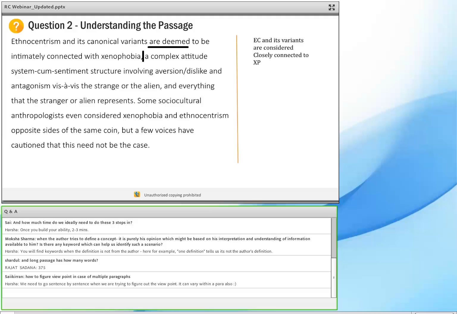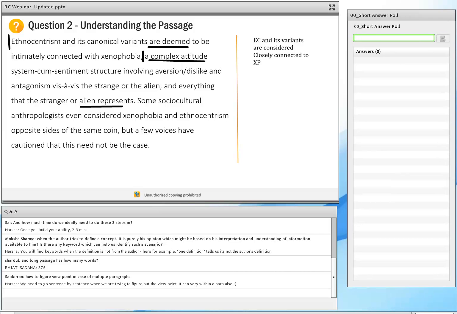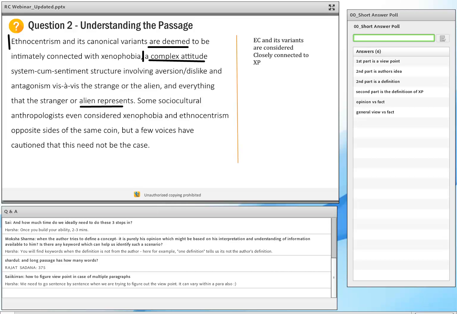Now, the first part over here, I'm going to call part 1, and this part, which I'm going to underline now, a complex attitude toward everything that the stranger represents. What's the difference, from a point of view, between the first part and the second part? I want you to understand that. The second part is the author's idea. The first part is someone else's viewpoint.